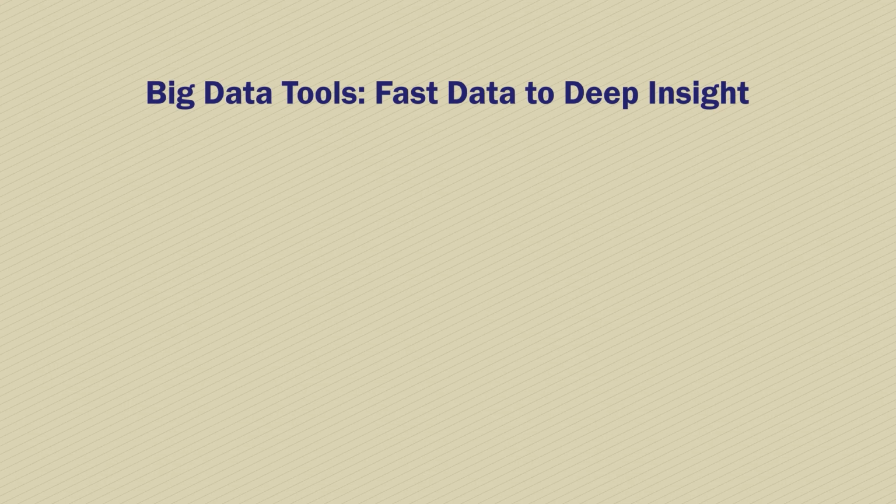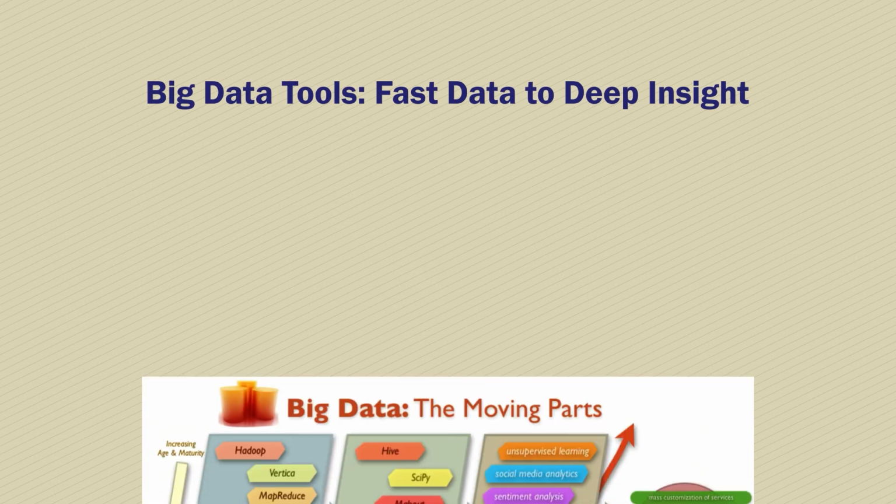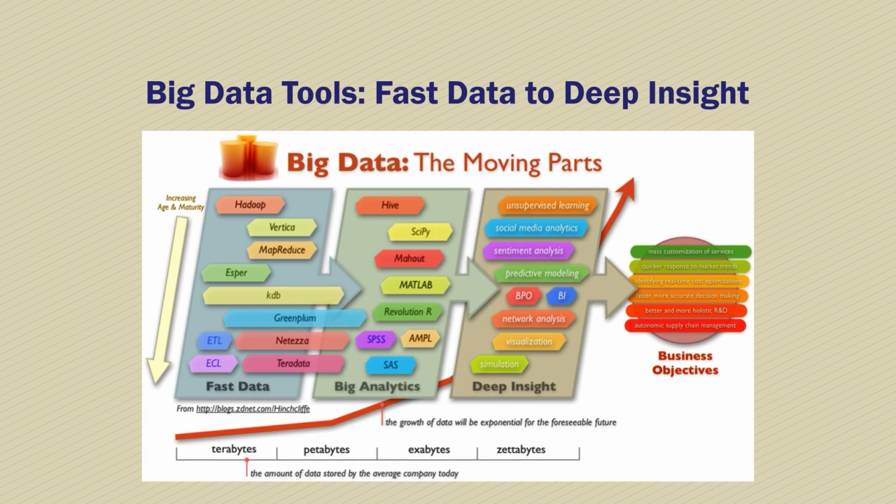Now look at the different data tools, how fast data is being generated, and how it leads to deep insight of the data. How can knowledge be extracted from this huge amount of data? If you look at the bottom part of the diagram, you have different sizes: terabytes, petabytes, exabytes and zettabytes. Different techniques were used for generating or collecting fast data. We have ETL technologies, ECL technologies, Teradata, Hadoop technologies, and MapReduce technologies, which are responsible for generating or collecting huge amounts of data.